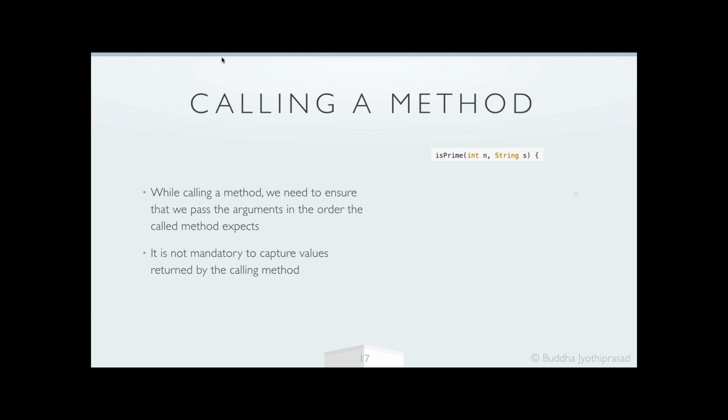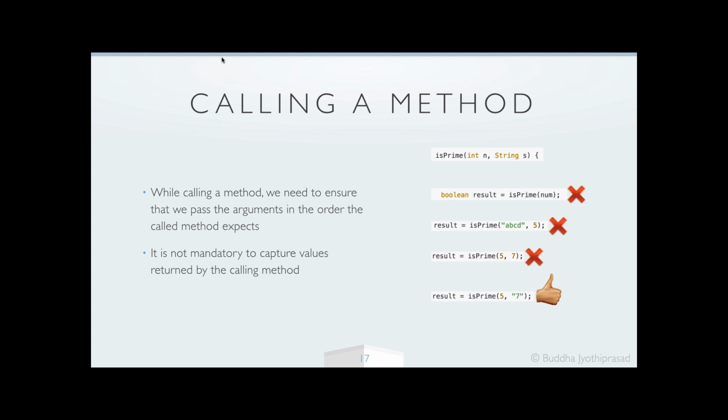Now, how are we calling a method? Assume that there is a method isPrime, and it is taking two arguments. First is an integer and then a string. We cannot call that method with only one parameter. We cannot call it with the parameters in a different order. Because it is accepting an integer and then a string, we have to give an integer and then a string only. So giving a string and an integer is also wrong, and even giving both integers is also wrong. What is right is giving them in the order that it expects.